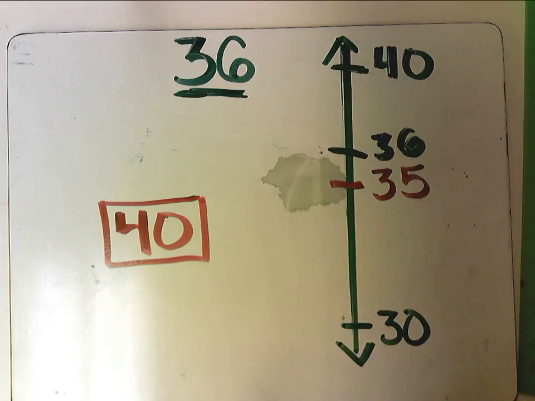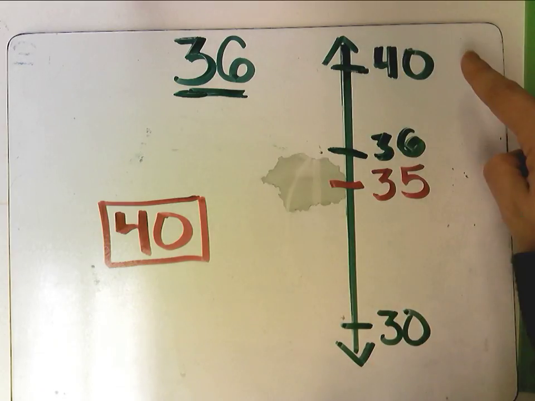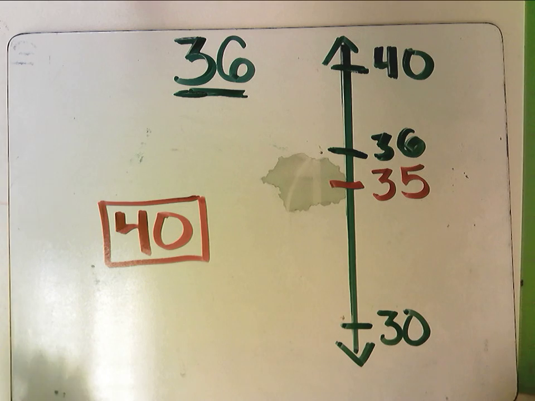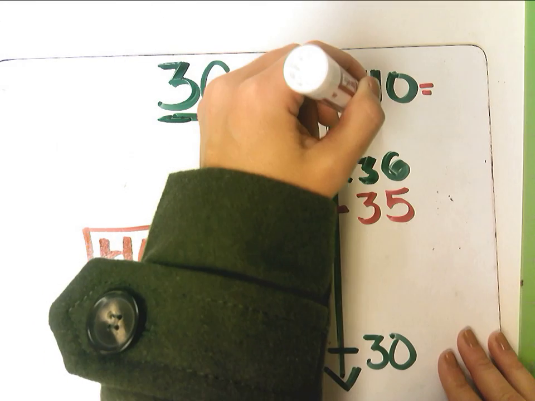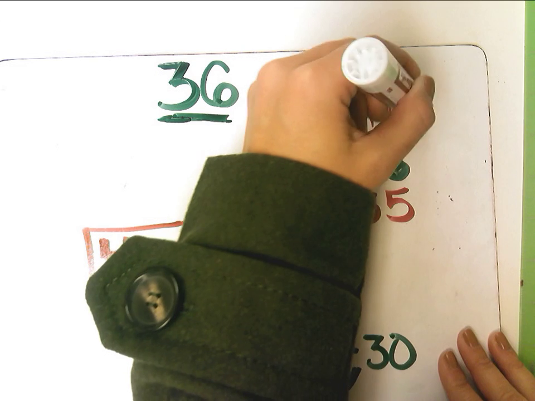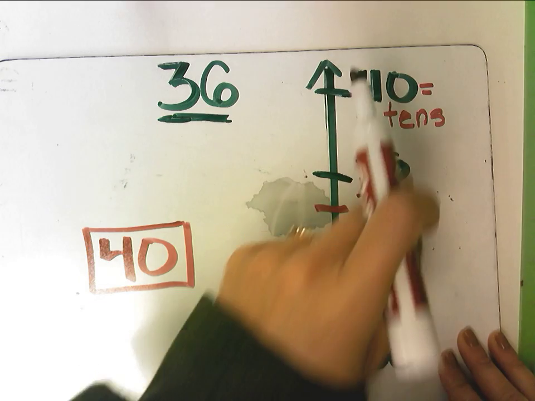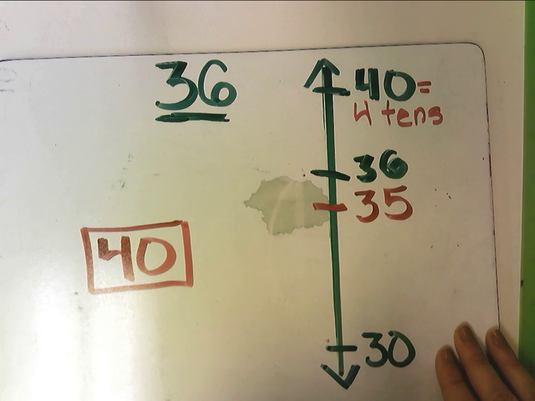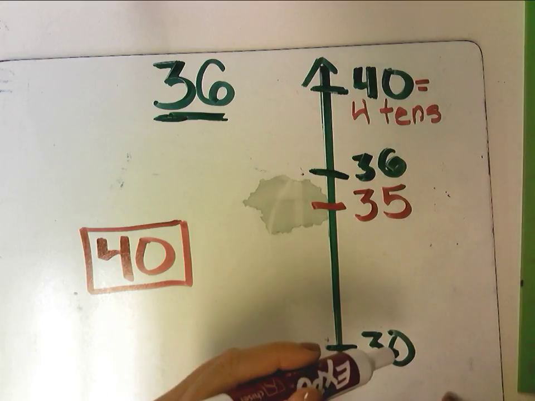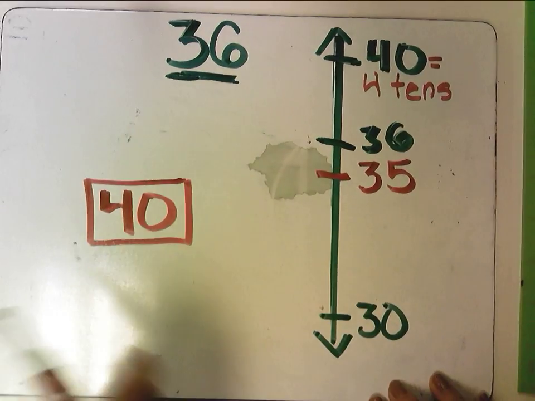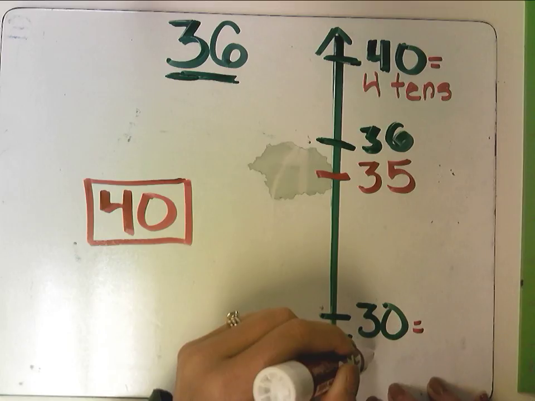We're going to write that now in unit form. So we have the number 40 right here. 40 in unit form would be 4 tens. And this is review. We've done this before. We have 4 tens to show 40. 30 in unit form would be 3 tens, right?